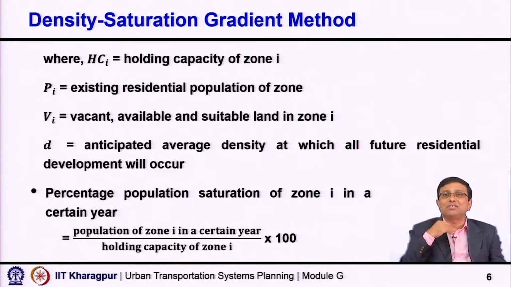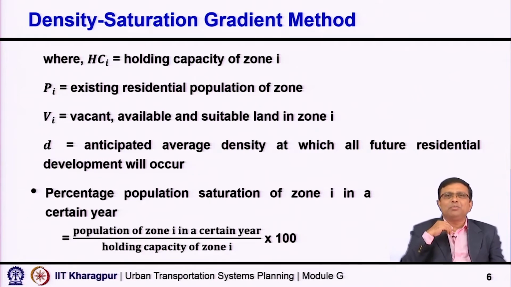You can see that cities earlier mostly had 1 or 2 storied buildings, then G+3, G+4, then even higher, and now in the big cities, especially in metros, you will find G+30, G+40 kind of development people are talking about. So, it depends on the anticipated average density at which all future residential development will occur. Fine. If you want to consider it the same as the present one, you can do that. If you want to take a different value, you can do that. So, you can calculate the holding capacity. What will be the holding capacity in the future?